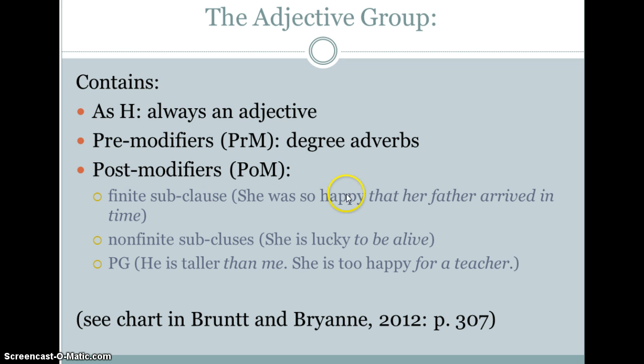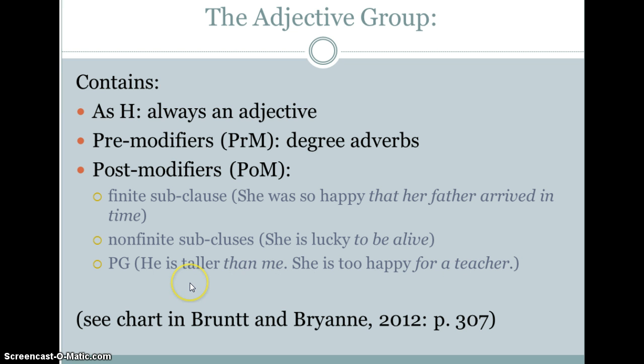She was so happy that her father arrived in time. We can also have post-modifiers consisting of non-finite subclauses. She is lucky to be alive. And finally, we can have a prepositional group as a post-modifier. He is taller than me, or she is too happy for a teacher.